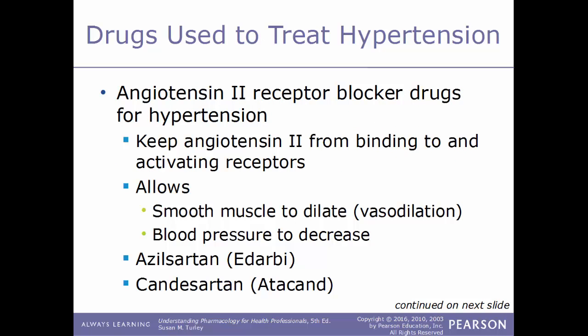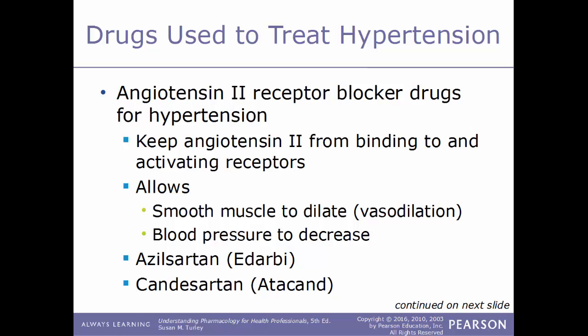Another category of drugs that's used to treat hypertension, one we just mentioned, is angiotensin 2 receptor blockers. These will prevent angiotensin 2 from binding to and activating receptors on cells. So this will allow for the smooth muscle to dilate, which will cause the blood pressure to decrease.